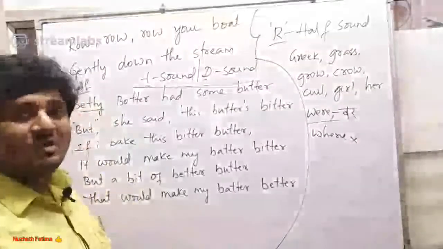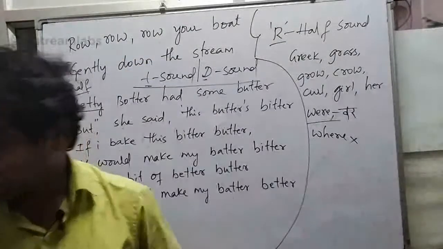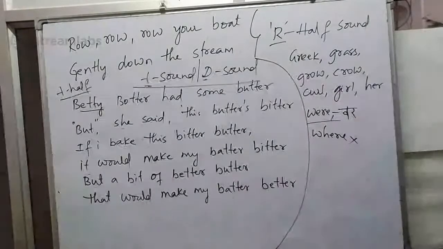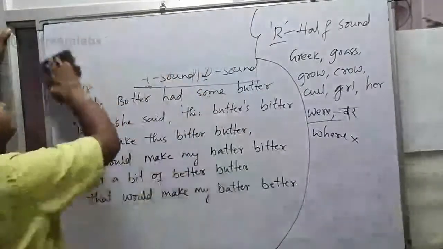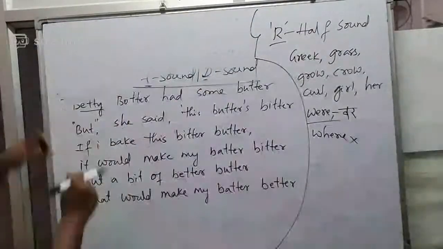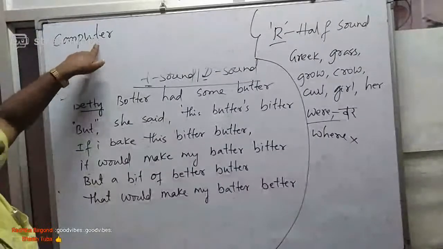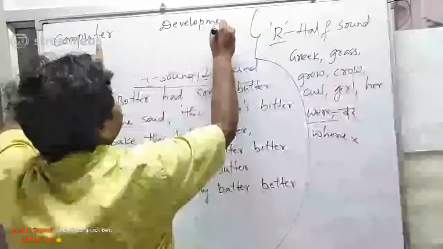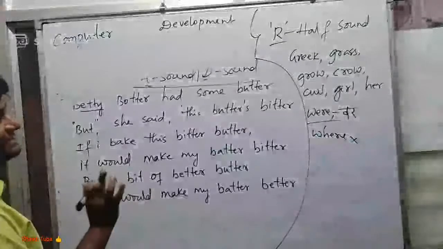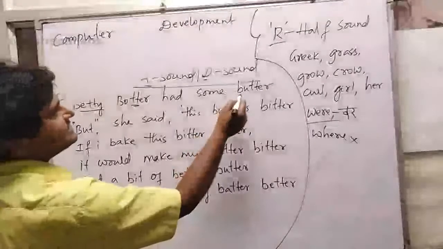Yes, so always keep T as half sound. Say for instance, I hope you have written this one. Should I wipe the first one? See here, C-O-M-P-U-T-E-R. Now we have a T in this. One more word, D-E-V-E-L-O-P-M-E-N-T. In this we have D. So what are we discussing? T sound and D sound.